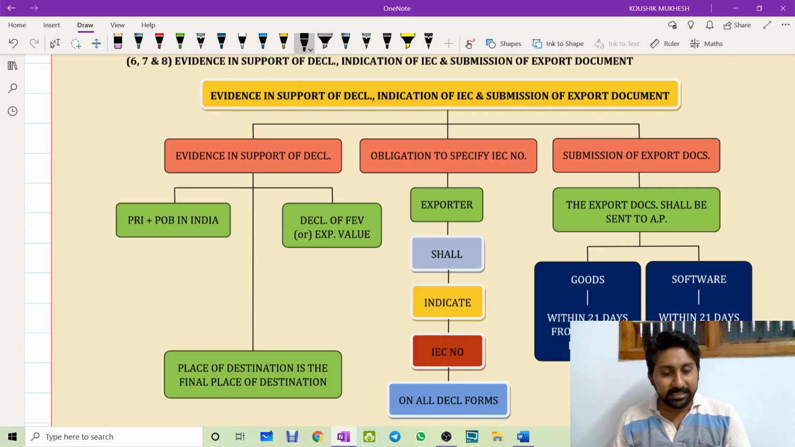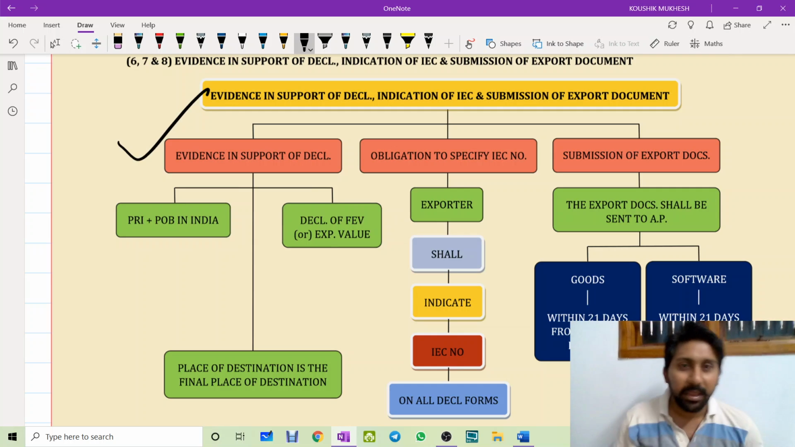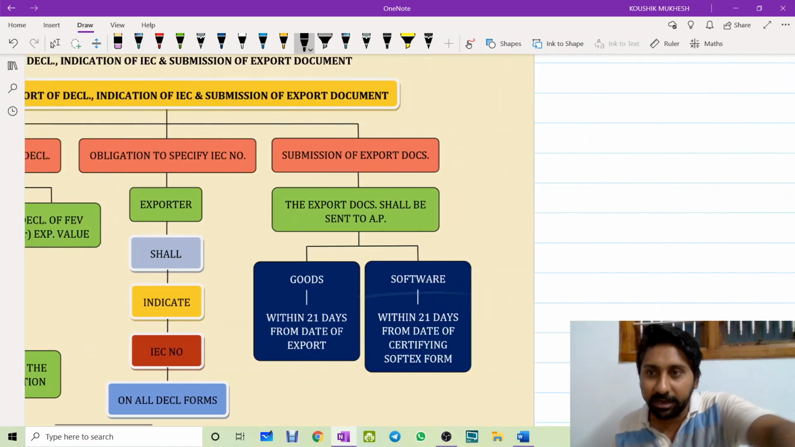Yesterday I asked you a question. What is the purpose of bifurcating the persons into PRI and PROI? Export rules are applicable for PRIs only and not for PROI. Here it was said: evidence in support of declaration. That means whenever you are submitting EDF or Softex, first we need to submit three evidences. What are the three evidences that we need to know?